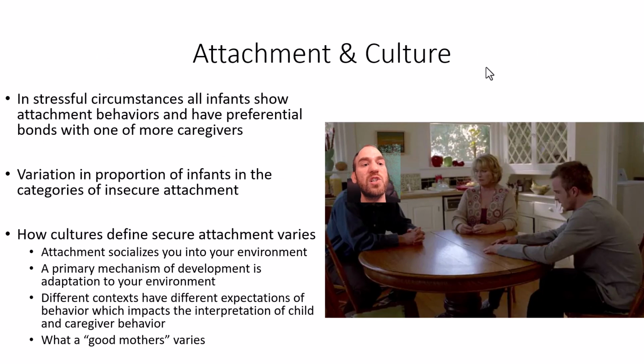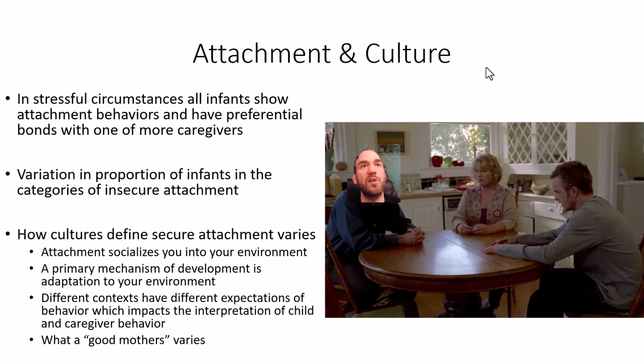In stressful circumstances, all infants show attachment behaviors and have preferential bonds with one or more caregivers. There's variation in the proportion of infants in the categories of insecure attachment across cultures. One key point there, though, is that how cultures define secure attachment varies. Attachment socializes you into your environment. A primary mechanism of development is adaptation to your environment. Different contexts have different expectations of behavior, which impacts the interpretation of child and caregiver behaviors. What a, quote, good mother is varies across culture.